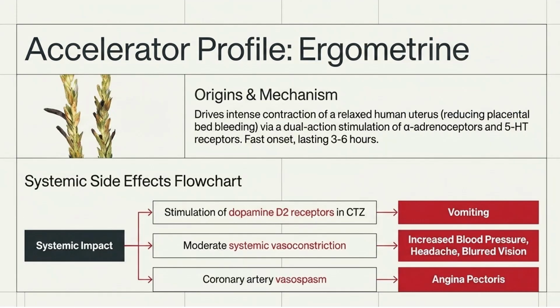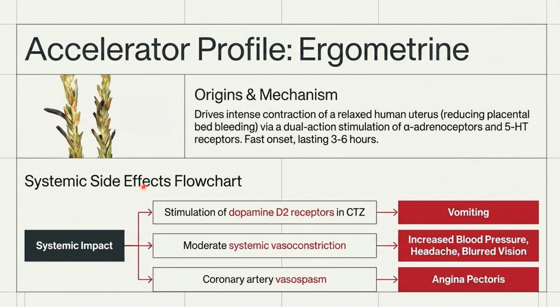Ergometrine, on the other hand, is derived from the ergot fungus, as we mentioned before, and it causes sustained continuous contraction of the relaxed human uterus, which leads to reduction of placental bed bleeding. Therefore, it is used for the prevention and treatment of postpartum hemorrhage. The action is by stimulation of alpha and 5-hydroxytryptamine serotonin receptors. The onset is fast and it lasts for up to 6 hours.